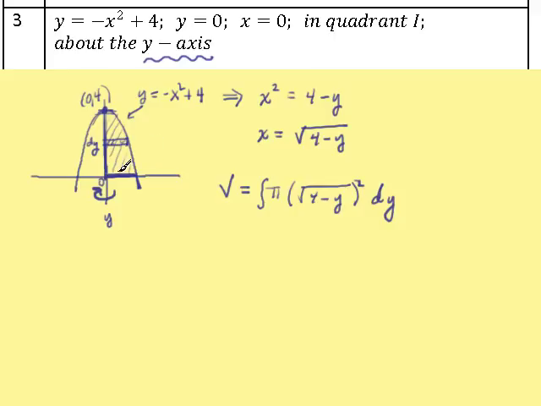All right, because we're doing everything in terms of y. So the limits of integration are 0 to 4. This is 4 up here, y is equal to 4. So we're going to integrate from 0 to 4. Okay, so let's do this. Squaring, we just get 4 minus y dy.